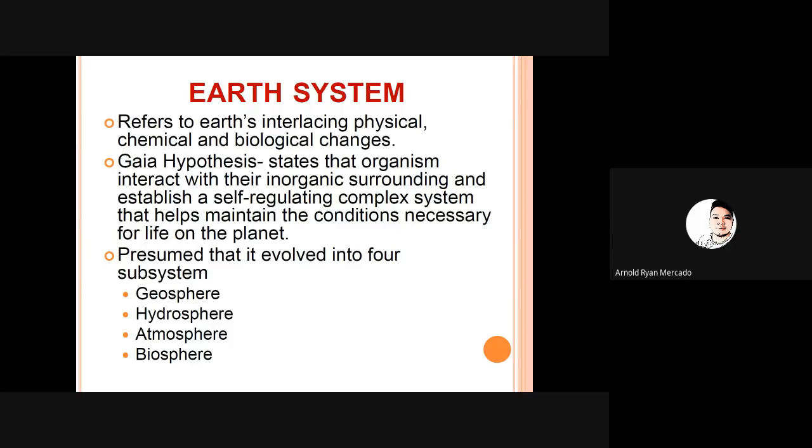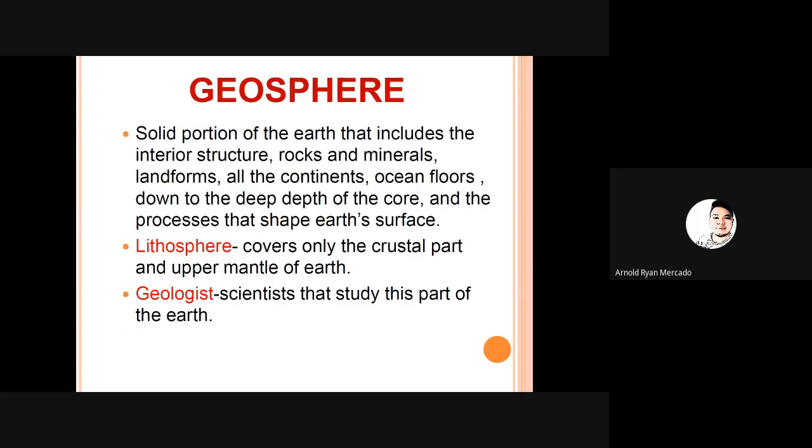So, ito yung mga presume that evolved into 4 subsystems. So, merong subsystem ang Earth: geosphere, hydrosphere, atmosphere, and biosphere. Isa-isahin natin sila. So, pag sinabi natin geosphere, from the word geo, meaning solid or land. Solid portion siya ng Earth that includes interior structures like rocks and minerals, landforms, lahat ng kalupaan, continents, ocean floors, down to the deep depth of the core, and the processes that shape Earth's surface. Lahat yan ay geosphere.